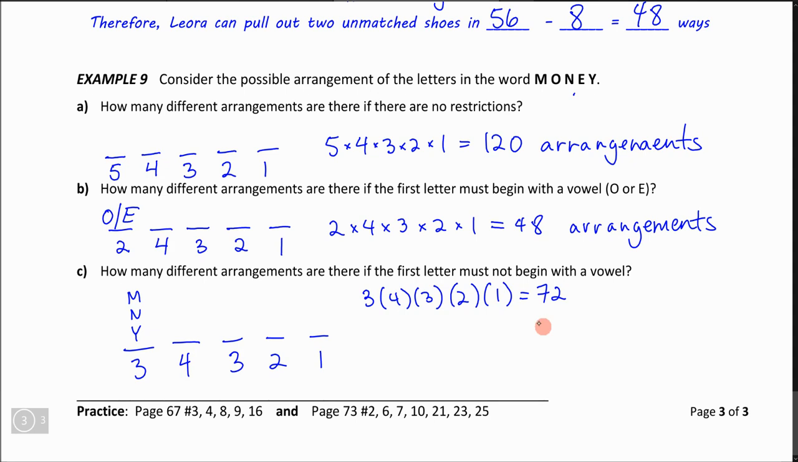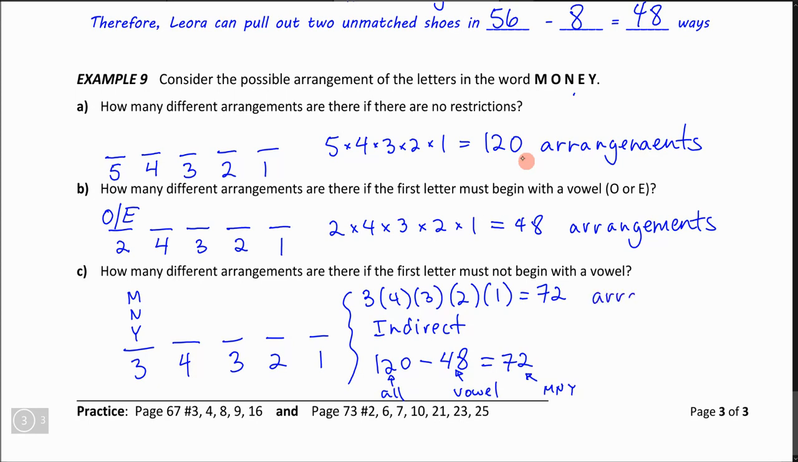Now, an indirect way of doing this would be to say, well, if I already calculated how many arrangements there are by doing the vowels, I just subtract them from the number of arrangements I can do altogether. So 120 total possible arrangements for all situations, minus the ones that start with a vowel, will leave me with the 72 that start with a consonant, meaning the M, N, or Y. So this is just a vowel only, and this is just M, N, or Y as the first letter. So there are, in total, 72 arrangements of doing that.